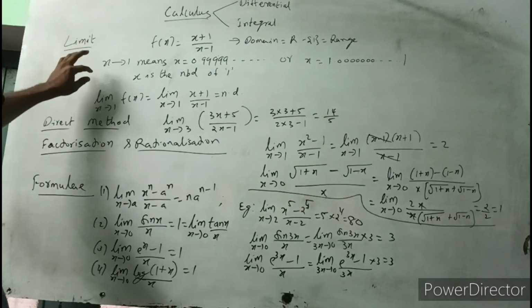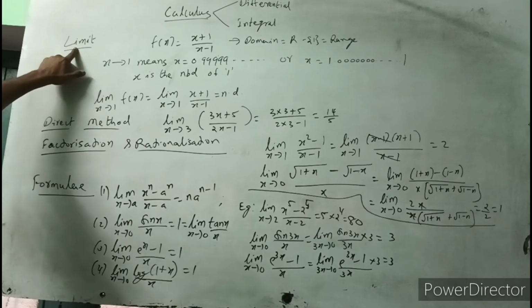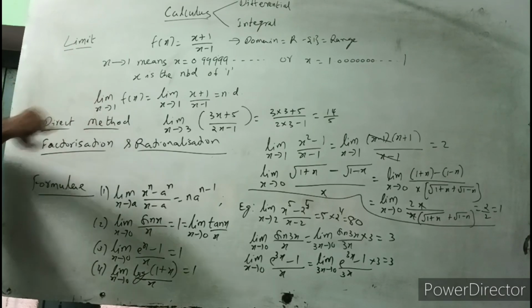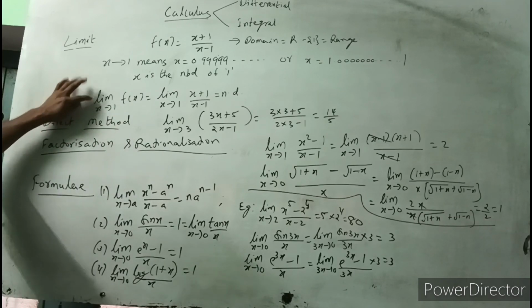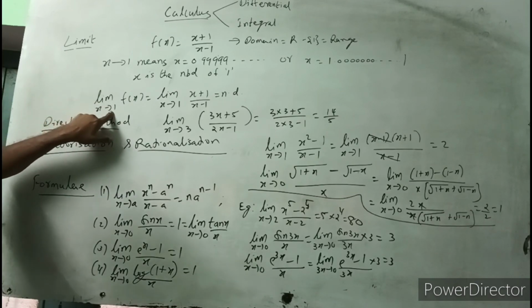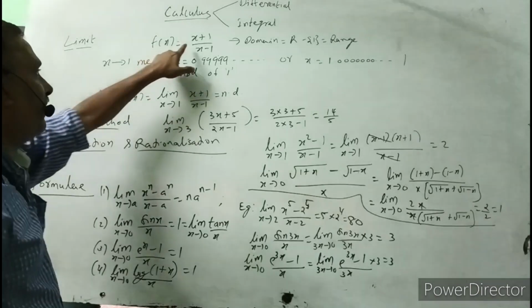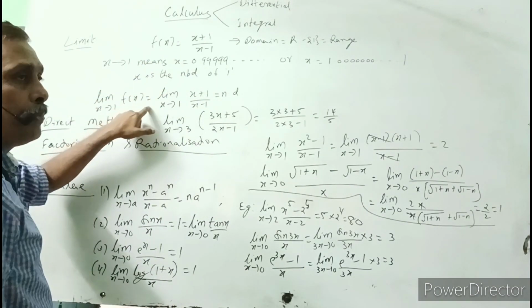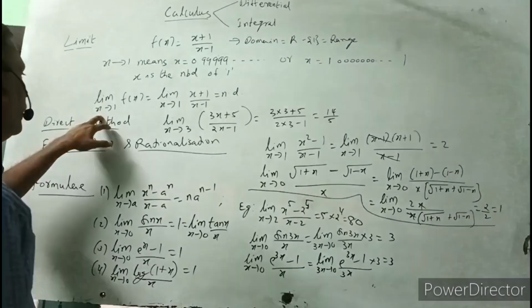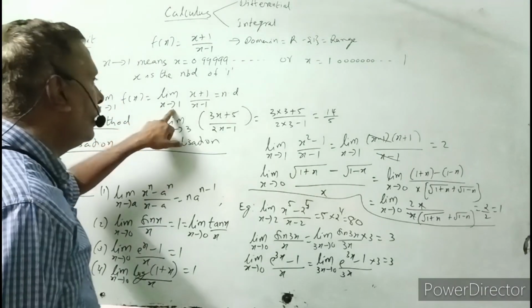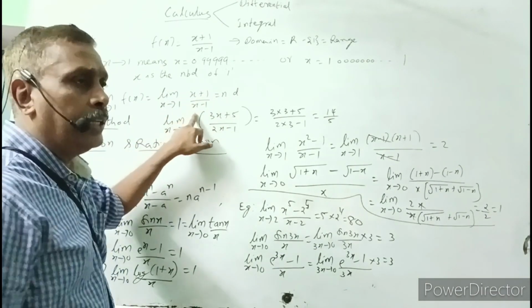Now how to represent it: the short form of limit is lim. x tends to 1. Just below that we will write limit x tends to 1 of f of x. Here f of x I took as x plus 1 upon x minus 1. Any function you can give, I just took an example. So limit x tends to 1 of x plus 1 upon x minus 1.